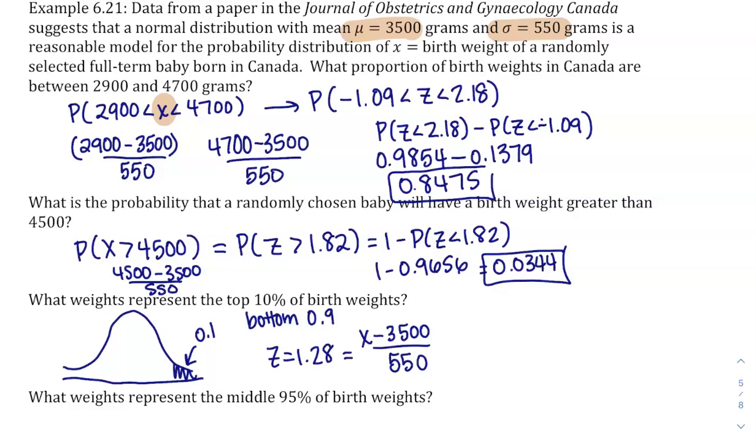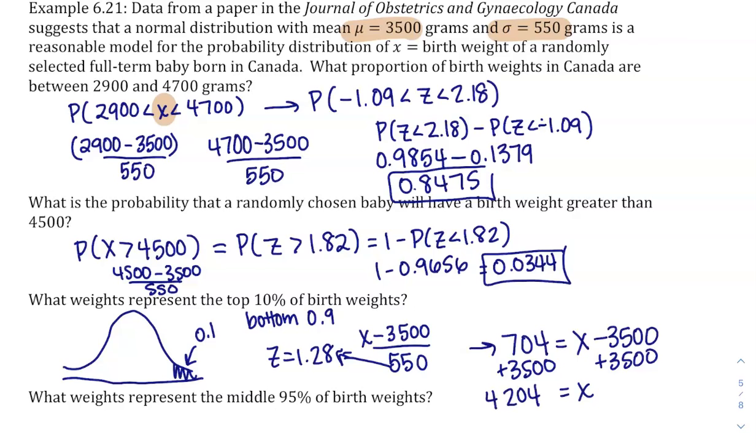Just a reminder of solving these types of equations, you cross multiply. So you have 1.28 times that denominator, 550. So you're looking at 704 equals x minus 3,500. And then the next step, you add 3,500. And we're looking at 4,204. These are in grams. So the top 10% of babies weigh 4,204 grams or more. These questions will always follow that same procedure: multiply by the denominator and then add the mean.